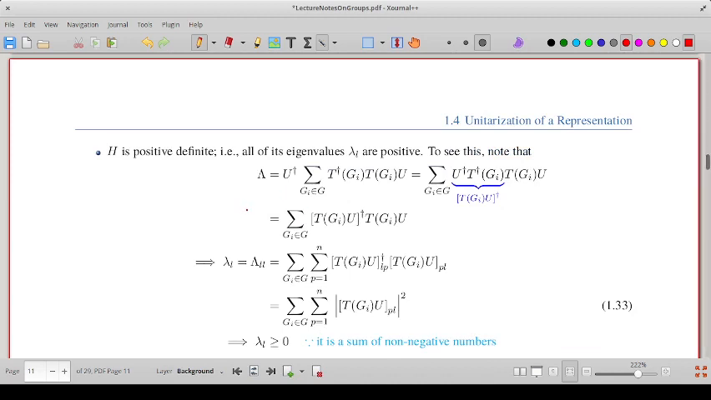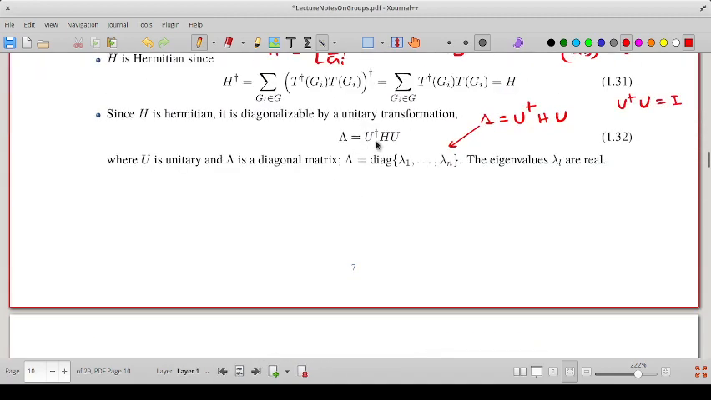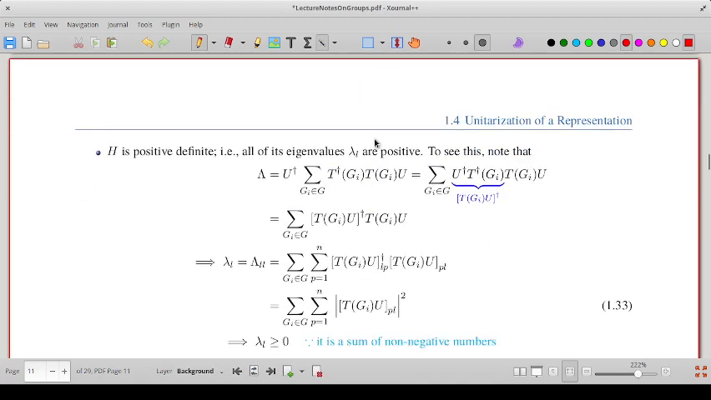Now further, we can also prove that H is also positive definite. So that means all the eigenvalues are positive, not negative or zero, they are all positive. To see this, we consider the equation for lambda, which is lambda equals U dagger H U. So lambda equals U dagger, and H is replaced by the sum over GI T dagger GI T GI, then U. And as I have told you earlier, the matrix multiplication is linear. I can take this inside the sum and this also inside the sum, and I will end up with this summation, sum over GI and U dagger, then T dagger GI, and then T GI U.